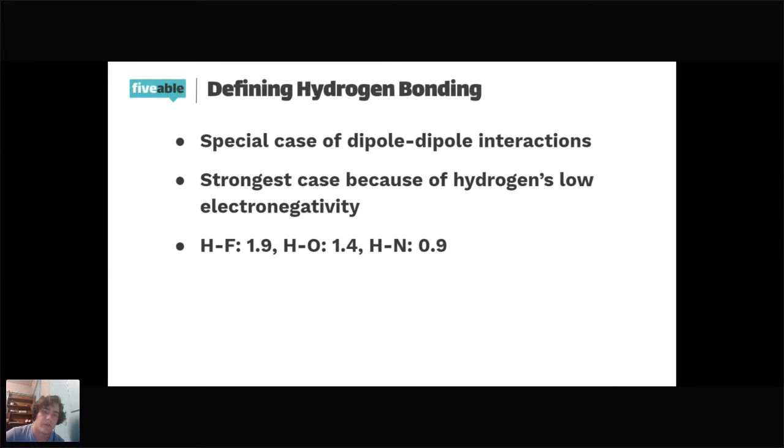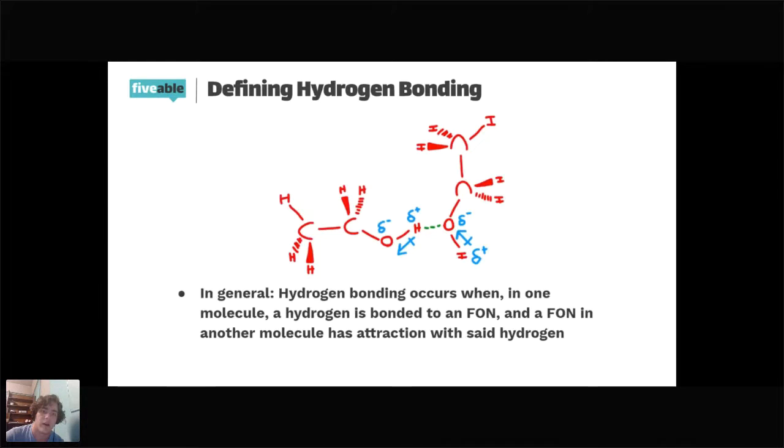So basically, a hydrogen bond exists when in one molecule the hydrogen is bonded to either fluorine, oxygen, or nitrogen, and the fluorine, oxygen, or nitrogen in another molecule adjacent to it has attraction with said hydrogen.